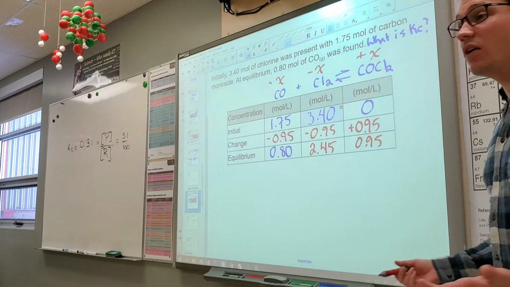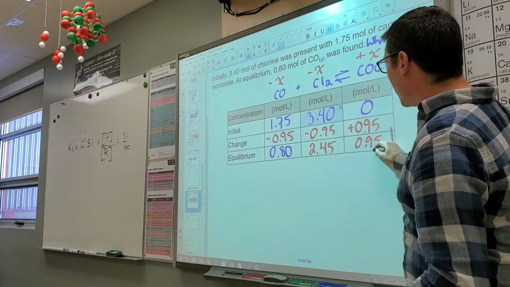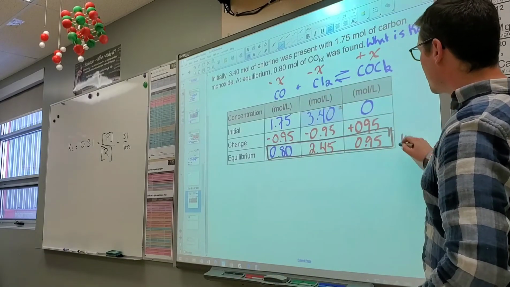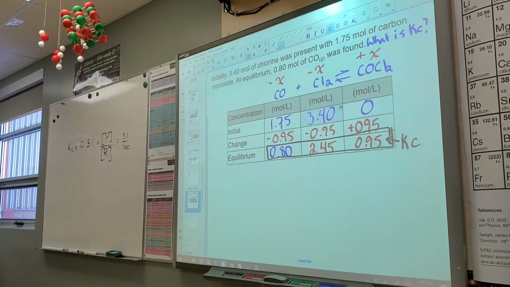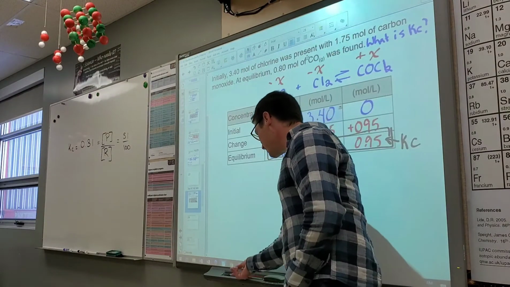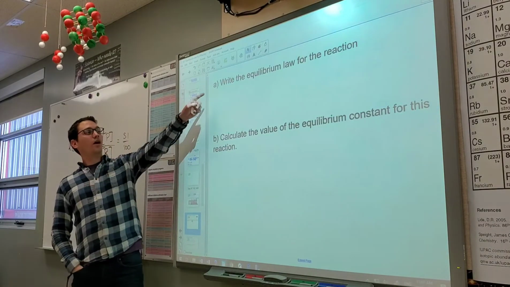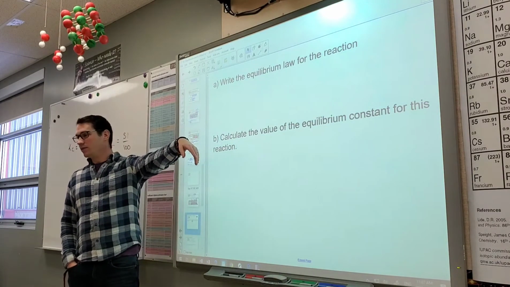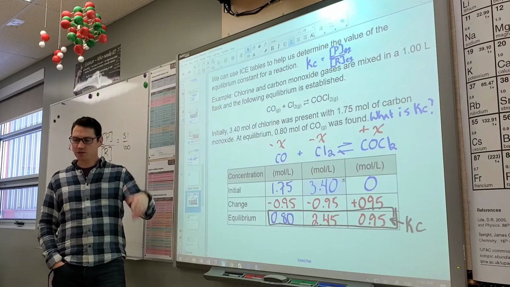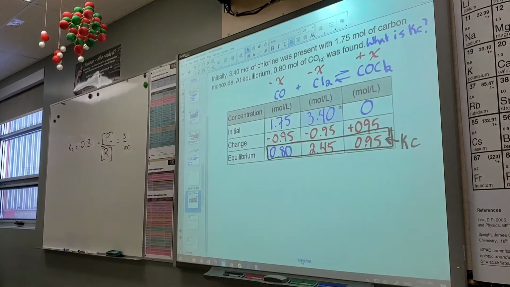So can we calculate the Kc now? Yes. Once we were able to figure out all of the equilibrium concentrations, we can use this to calculate Kc. Would you agree? Go ahead and do that for me, please. Under A, write the equilibrium law for the reaction. You can go ahead and do that if you want. And then under B, calculate the value of the equilibrium constant. You can go ahead and do that as well. I'm going to be walking around and I'm going to be trying to help people if they need help.